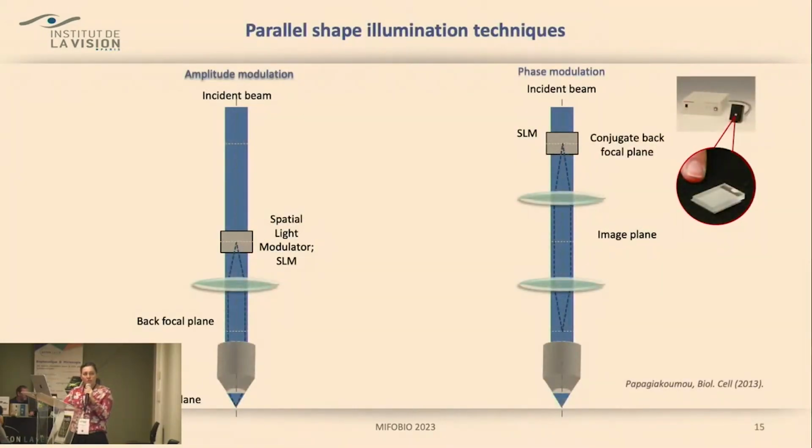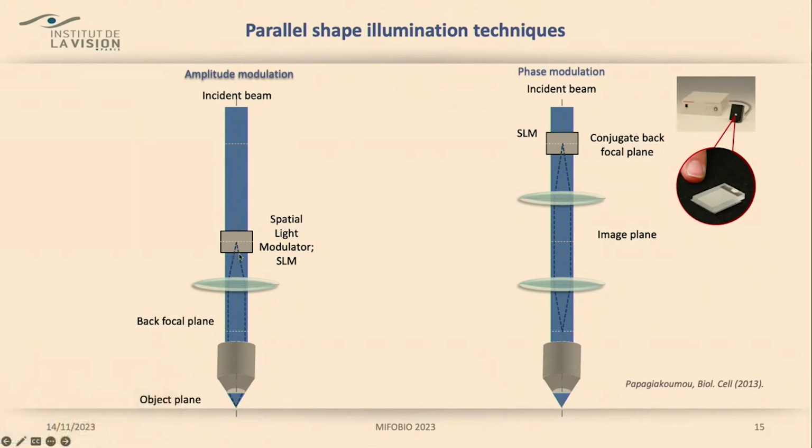So how do we increase the excitation area without sacrificing time? Basically by using parallel illumination methods, and this can be done using either amplitude modulation or phase modulation. In amplitude modulation, basically you put, this time it's not a scanner, it's a device that modulates your beam.